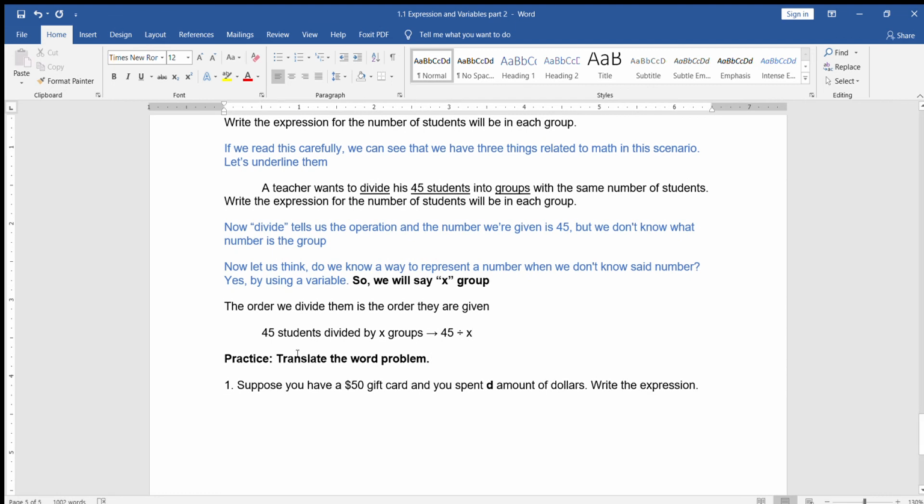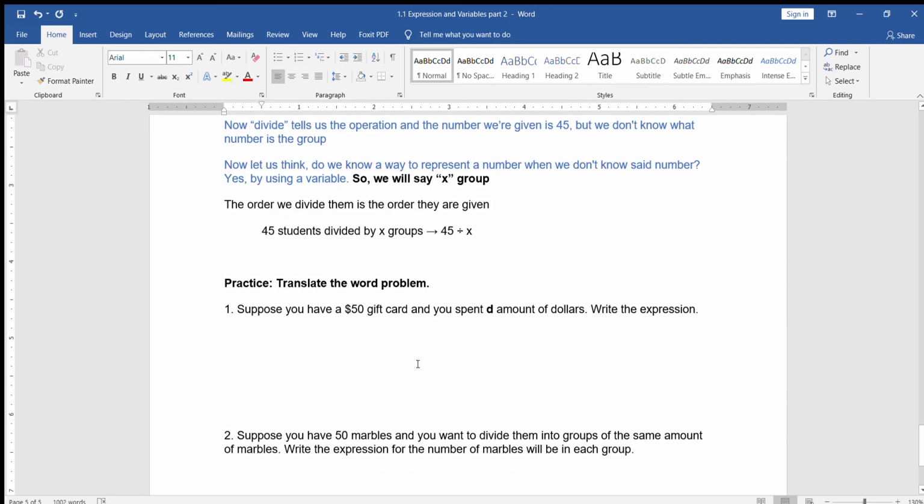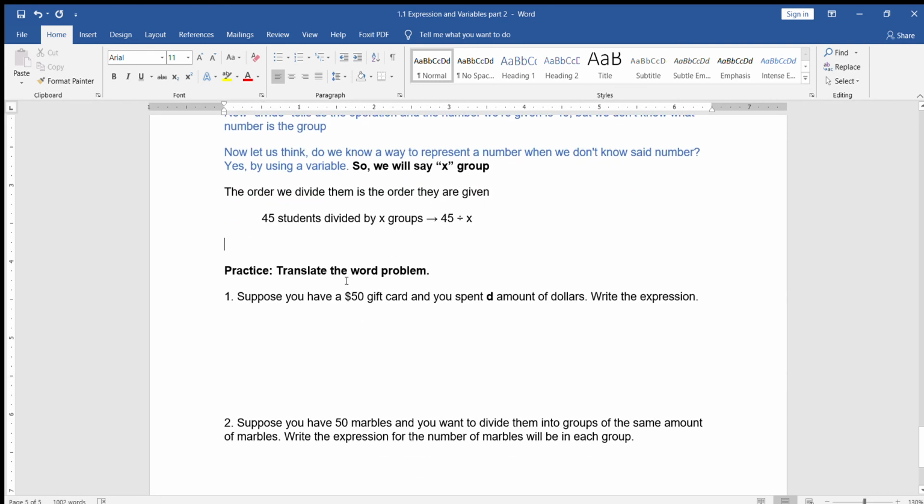Now let's try some practice. Translate the word problems. In this case, we have, suppose you have a $50 gift card and you spend D dollars, write the expression. So we have a $50 gift card and the amount spent as a variable, right? Those are the two things we know right now.